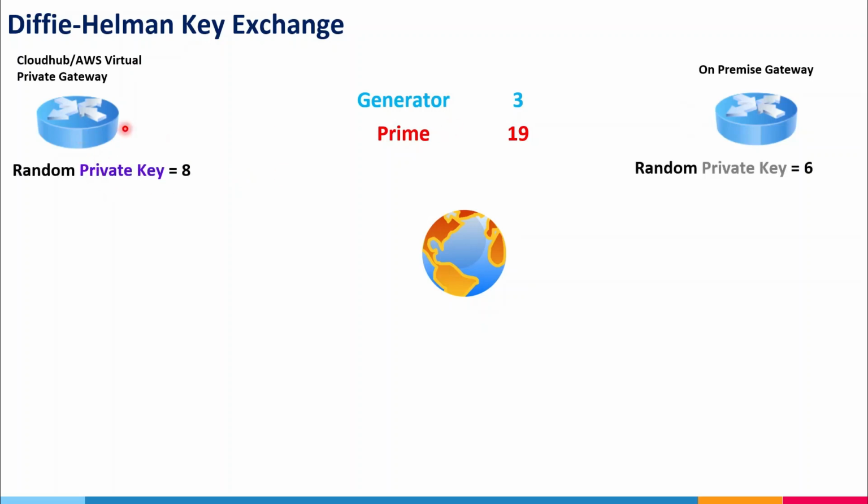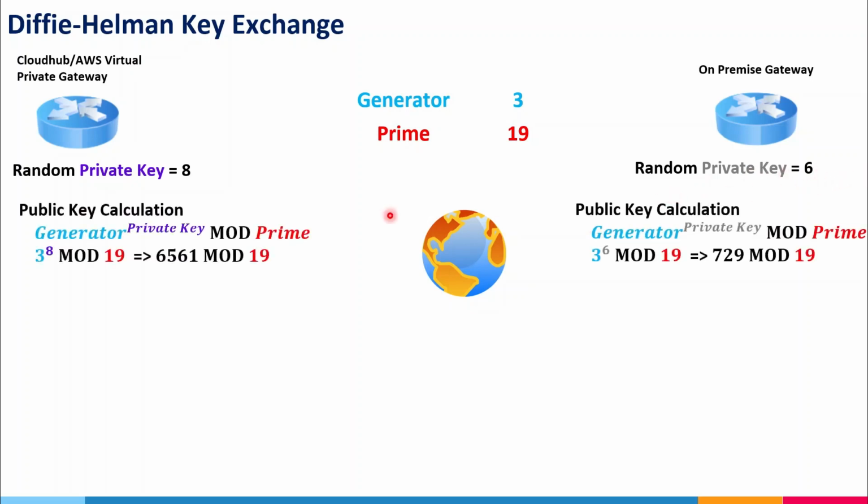Now both the parties create a random private key, and this is kept private to them. It's not being shared over the internet. So CloudHub took the private key as 8, and the on-premise gateway took it as 6. Now they calculate a public key. So this public key has to be shared with each other. So they generate a public key. So this is how they generate it.